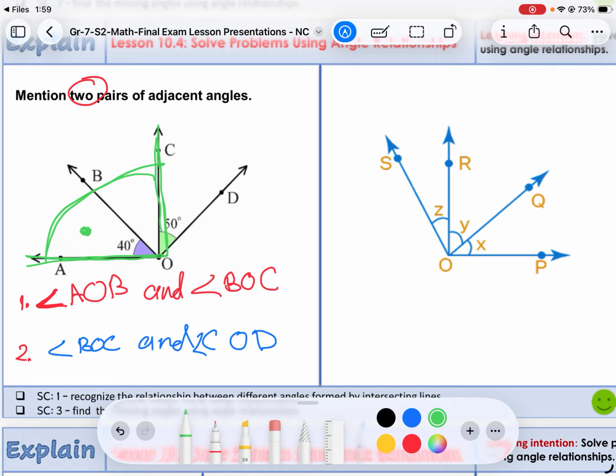No, they're not adjacent because they are overlapping. They have to be non-overlapping, okay? They cannot be overlapping. They have to be totally separate, okay? So these two types are not adjacent angles.